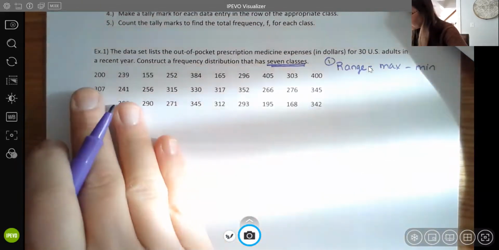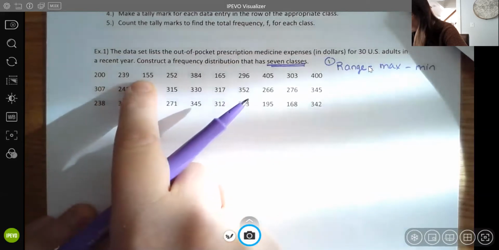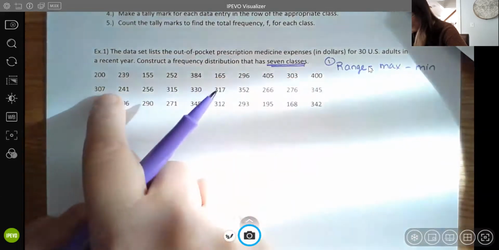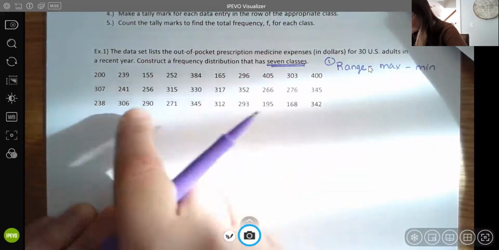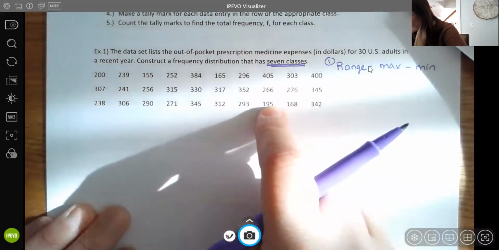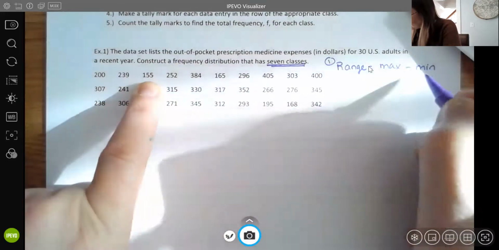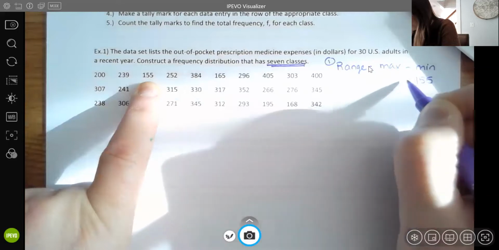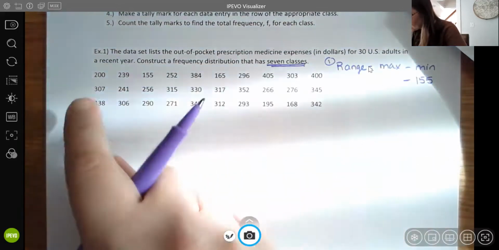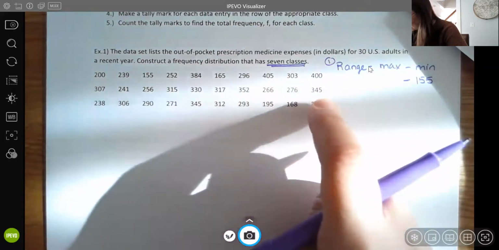All right, so I'm just going to kind of look through here. I see a 155. So far, that looks to be the smallest. 168, 195. So it looks like 155 is my smallest value in this case. And then I need my maximum value. So I see lots of 200s. I see a 300 here. I see a 400. And if I keep going through 400, it looks like it's my maximum.